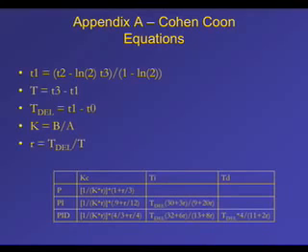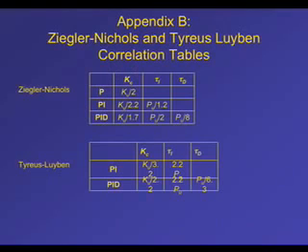Appendix A shows the equations and correlation table required to calculate Kc, Ti, and Td using the Cohen-Kuhn method. Appendix B shows the correlation tables for Ziegler-Nichols and Tyrrell-Lubin.